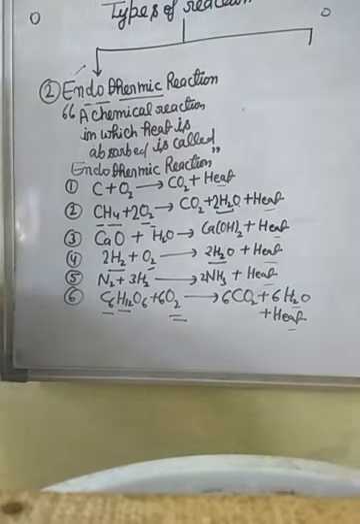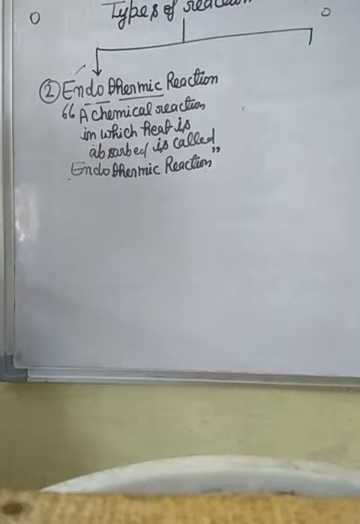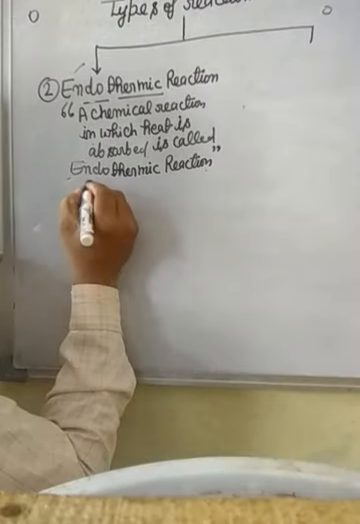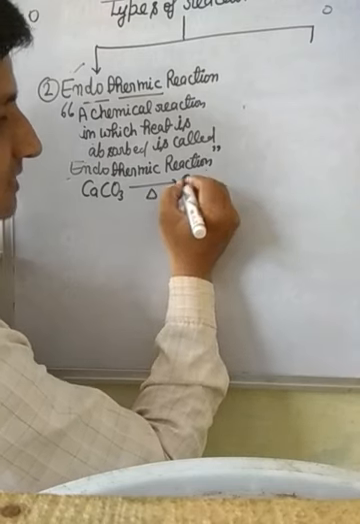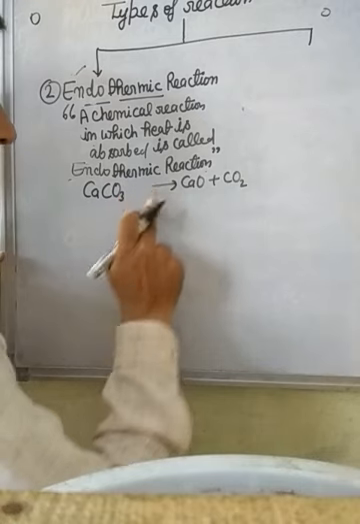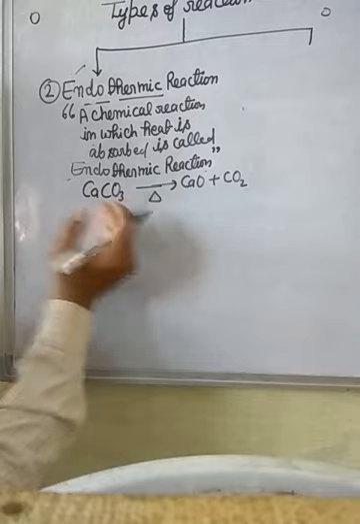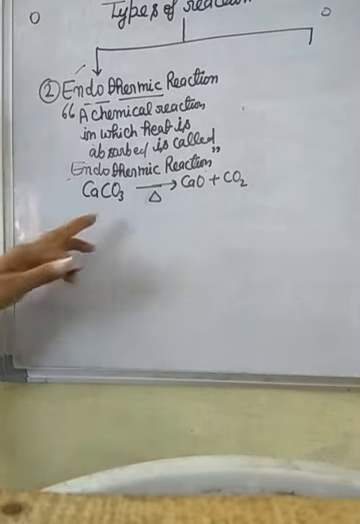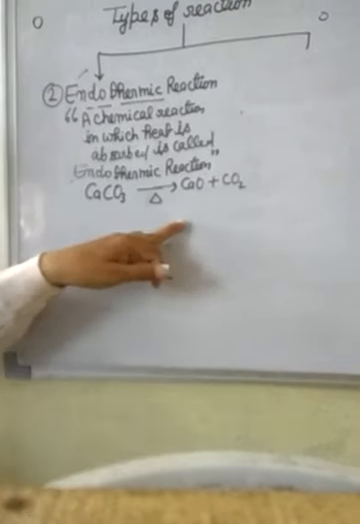Okay, students. After this, examples of endothermic reactions. Example 1: when we heat calcium carbonate, then we get calcium oxide plus carbon dioxide. In this reaction heat is absorbed by calcium carbonate.